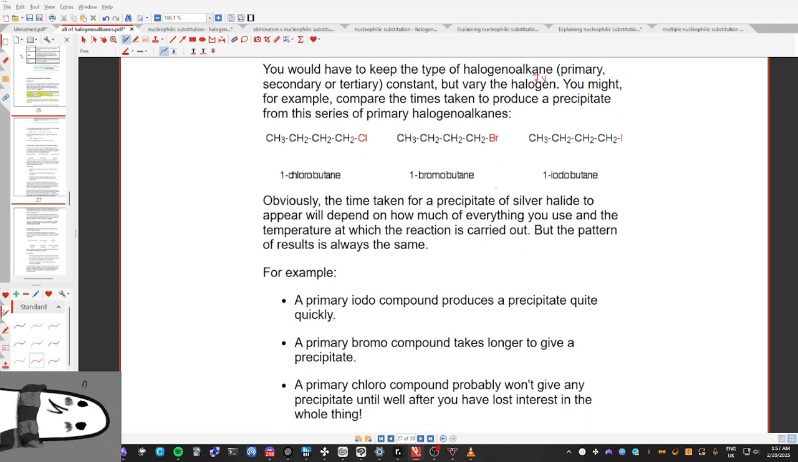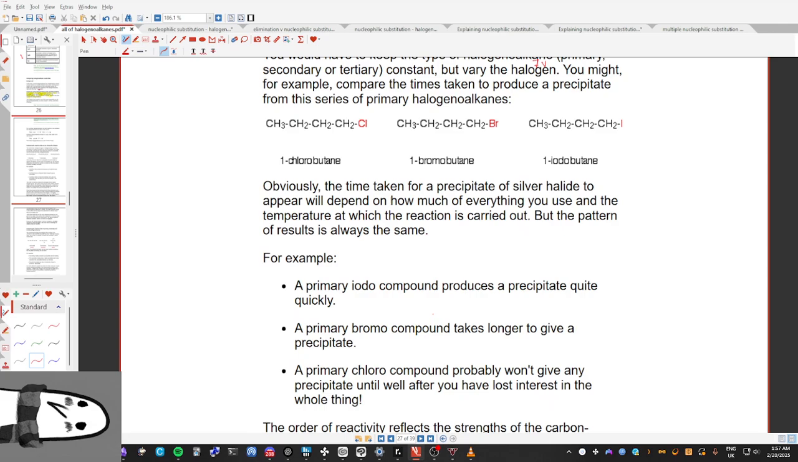Obviously, the time taken for a precipitate halide to appear will depend on how much of everything you use and the temperature, but the pattern is always the same. A primary iodo compound produces a precipitate quite quickly. Primary bromo takes longer. Chloro probably won't give any precipitate until after you've lost interest in the whole thing.